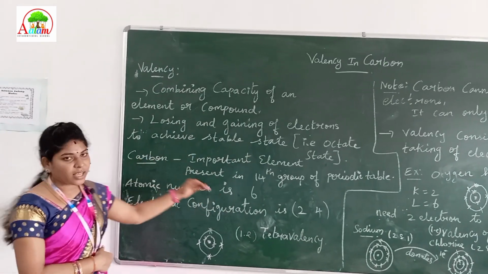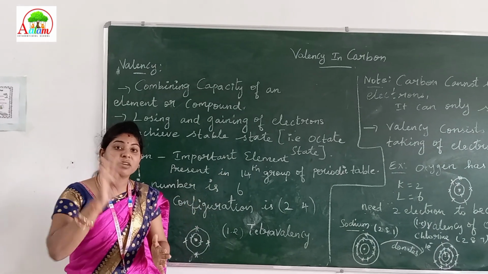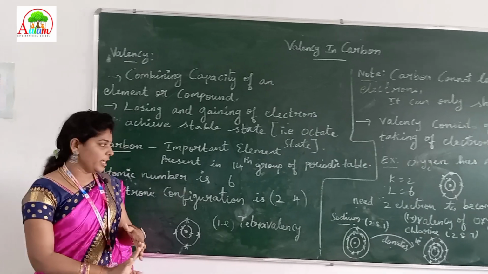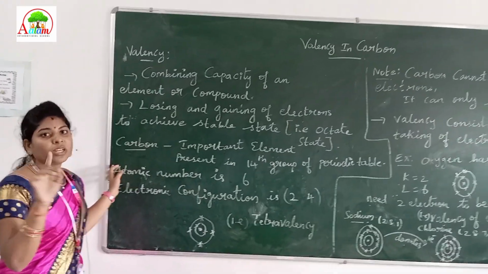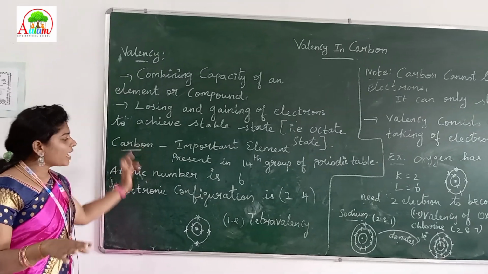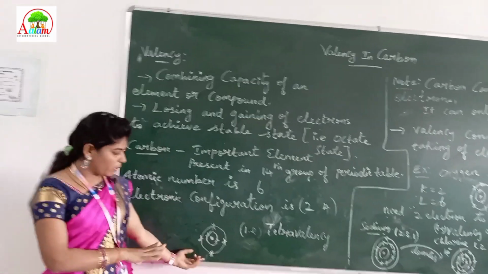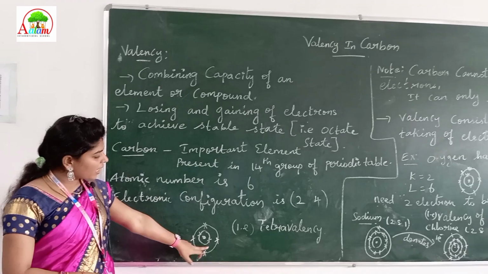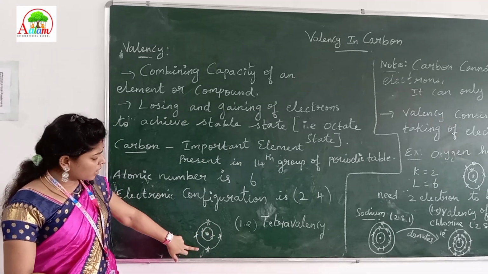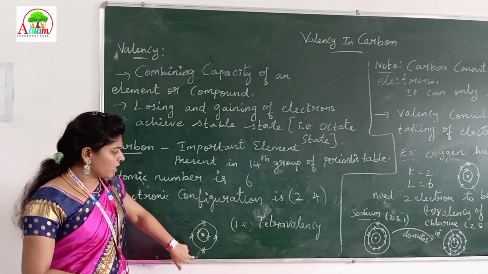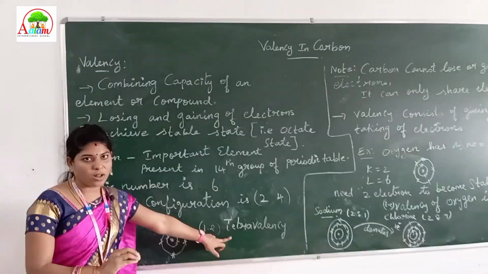Carbon, as I told, is an important element in the 14th group of the periodic table. It has an atomic number 6. I have given here the electronic configuration of carbon. It has 2 electrons in the K shell and 4 electrons in the L shell. So it has a tetravalency concept.